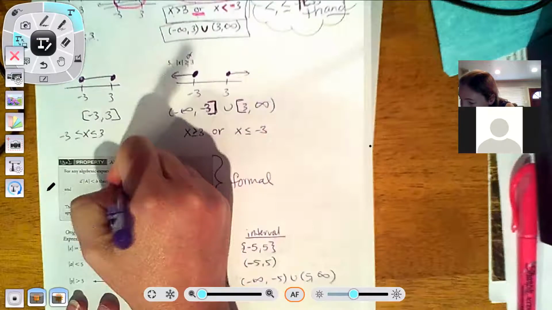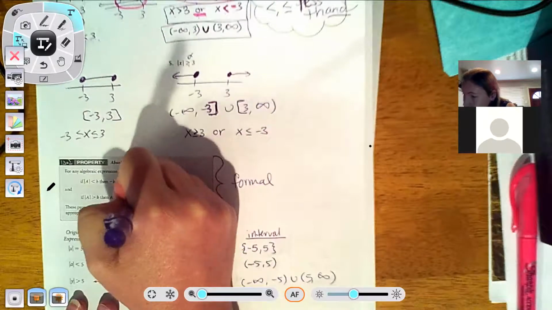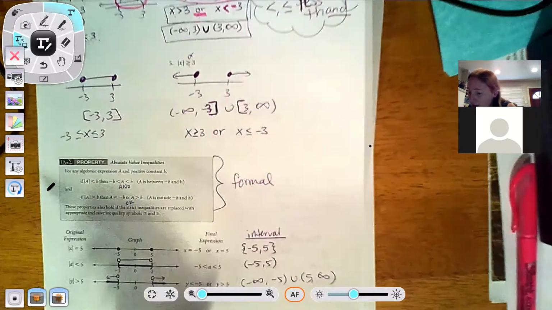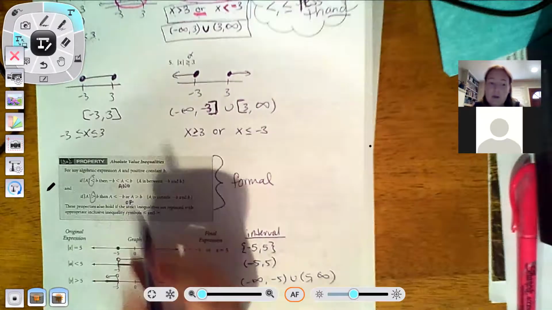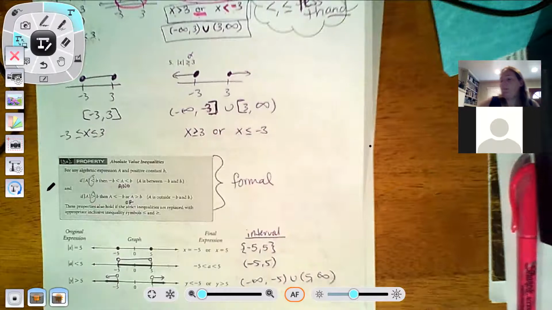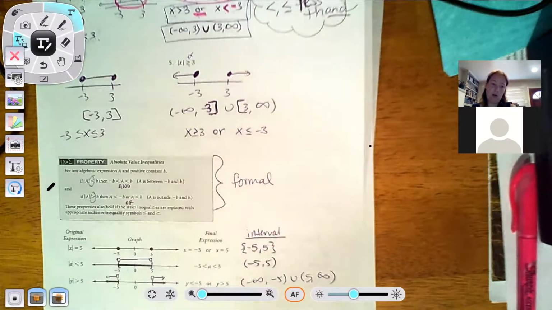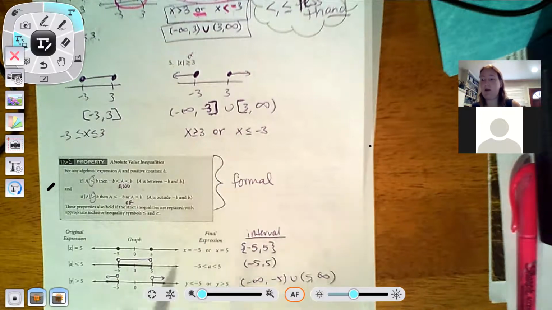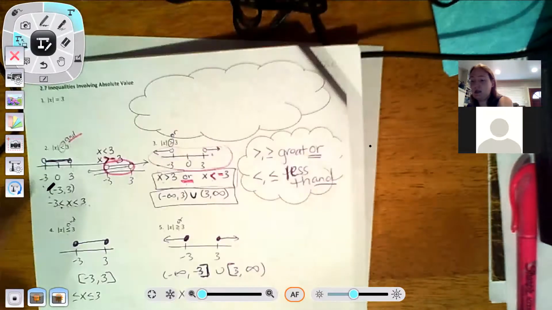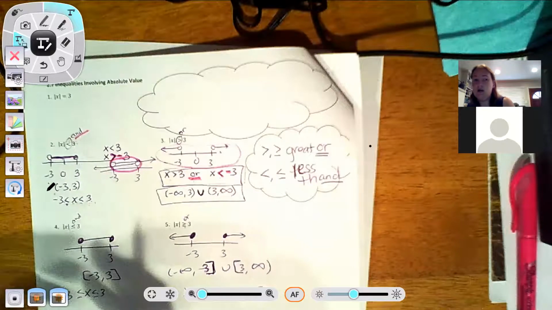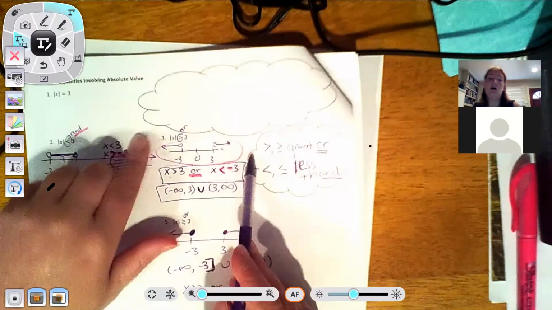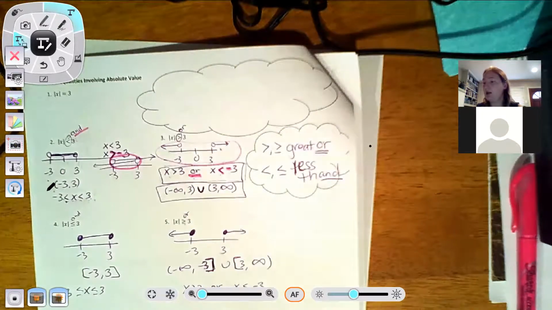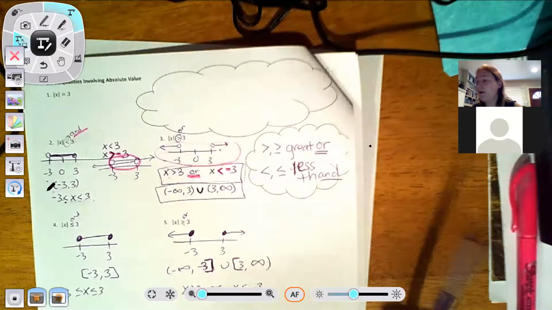So this is the and case, and this is the or case. And you can see there's the less than, and there's the greater than. So you don't need to memorize the formal definition. There are 2 cases, and if you think about it logically, okay, the distance is less than 3, so it's in between here, versus the distance is more than, so it's beyond. That can help, or the mnemonic device with the greater than and the less than.